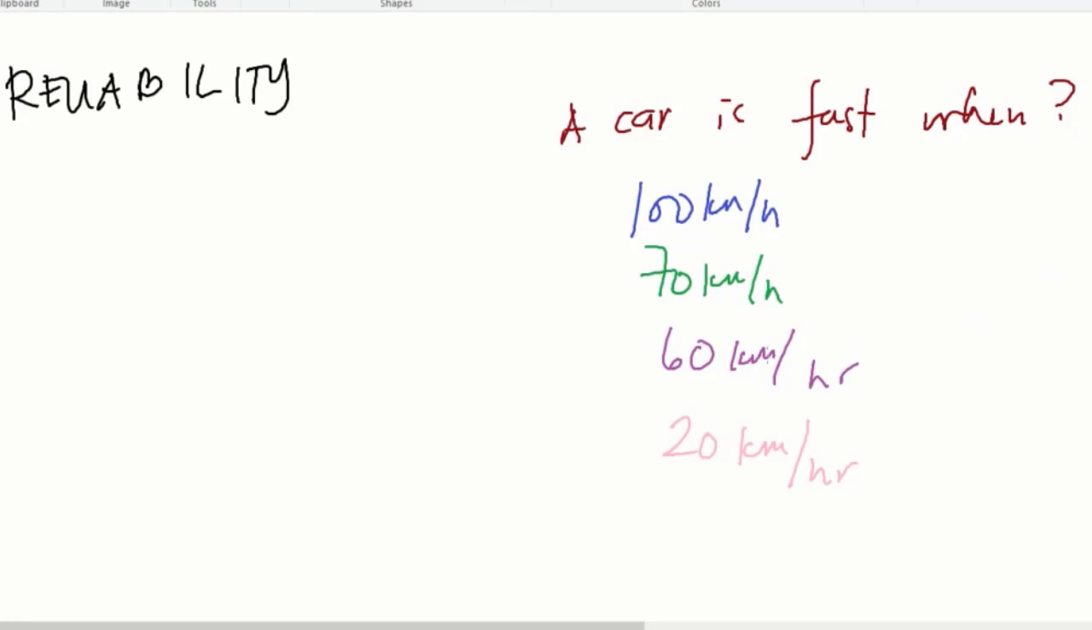So napaka-varied ng responses. And so this item, this question in itself, cannot be reliable for us to find out which car or when is a car considered fast. Diba? So this question is not reliable. Okay, yun ang ibig sabihin ng reliability.